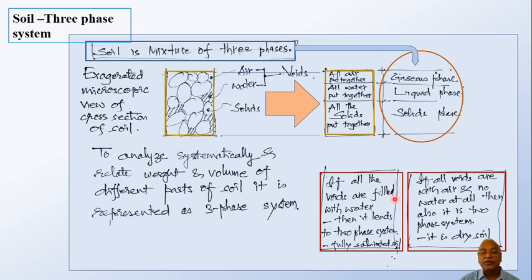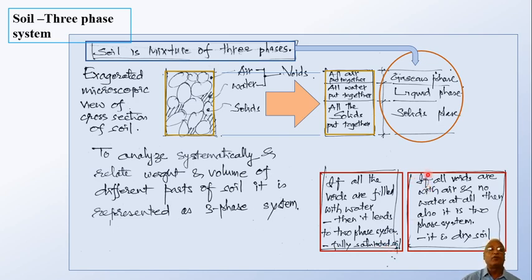If all voids are filled with water, assume that all the voids are fully filled with water and there is no air, then it becomes a particular case, an extreme case, which is a two-phase system where you have only liquid and solid. So if all the voids are filled with water, it leads to a two-phase system, and it is also referred to as fully saturated soil.